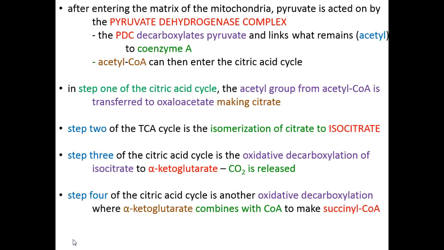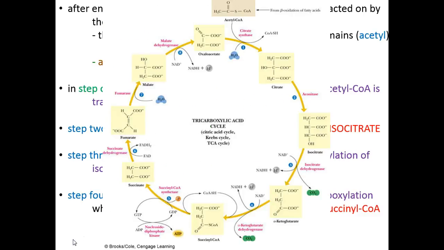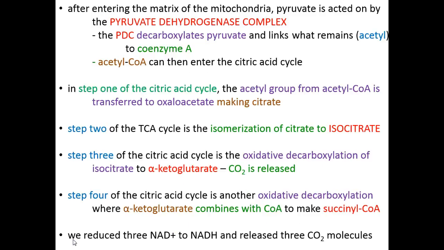Once we made alpha-ketoglutarate, we did another oxidative decarboxylation, lost another carbon as carbon dioxide, and converted alpha-ketoglutarate into Succinyl-CoA, again stealing electrons and protons along the way. And that's where we left off. We left off with Succinyl-CoA in the middle of the citric acid cycle, and in total, if we also include the PDC, we've reduced 3 molecules of NAD plus to NADH plus H, stealing a total of 6 electrons. And we also released 3 molecules of carbon through carbon dioxide release.